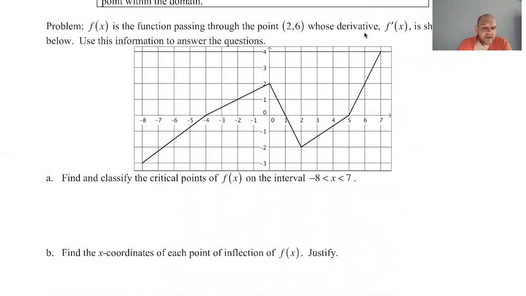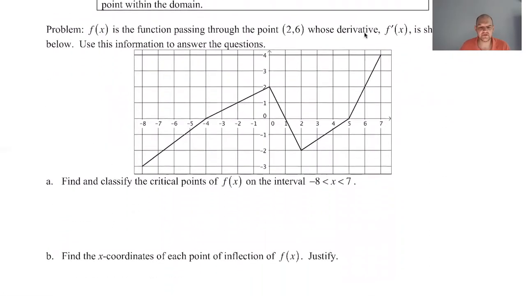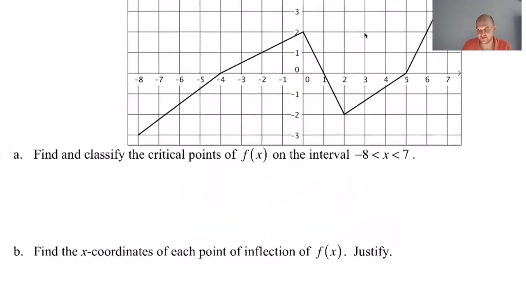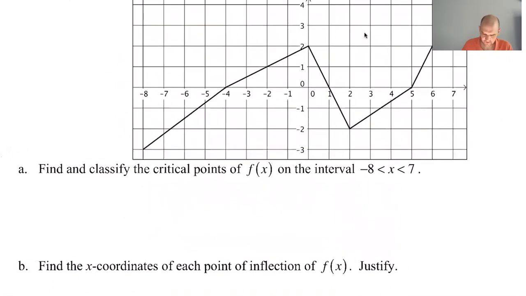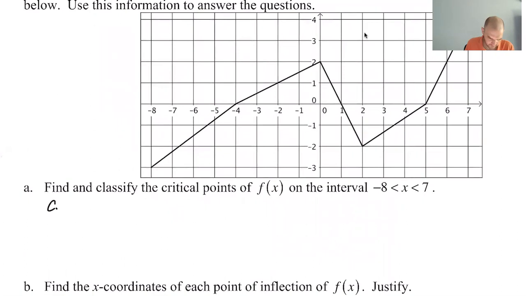F of x is a function passing through (2, 6), and whose derivative, f prime, is shown below. Use the information to answer the questions. All right, so find and classify the critical points of f of x on the open interval. It's almost always an open interval, so you don't have to deal with what to do at an endpoint. Critical points are where the derivative is 0 or undefined. So critical points of f of x are x equals -4, x equals 1, and x equals 5.